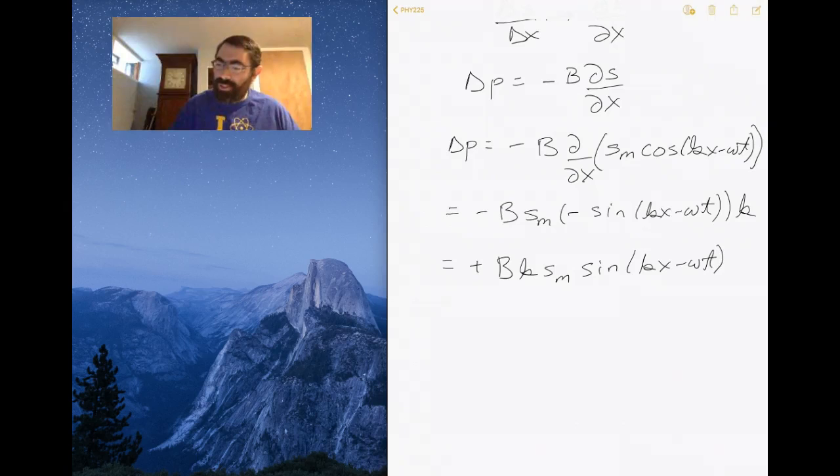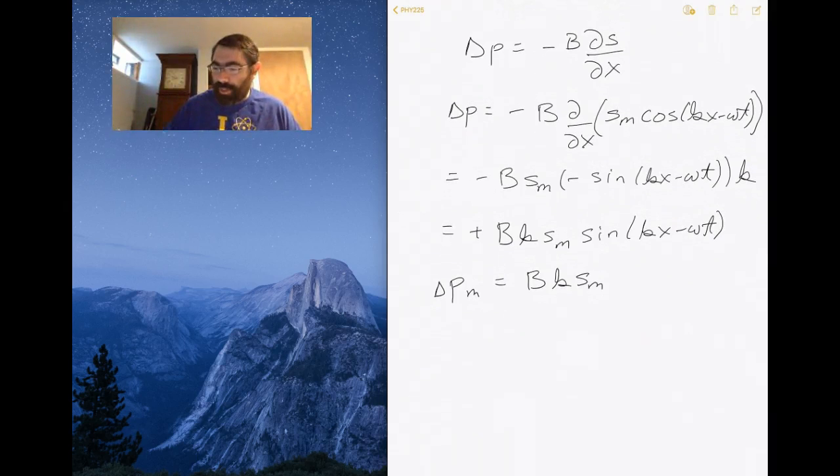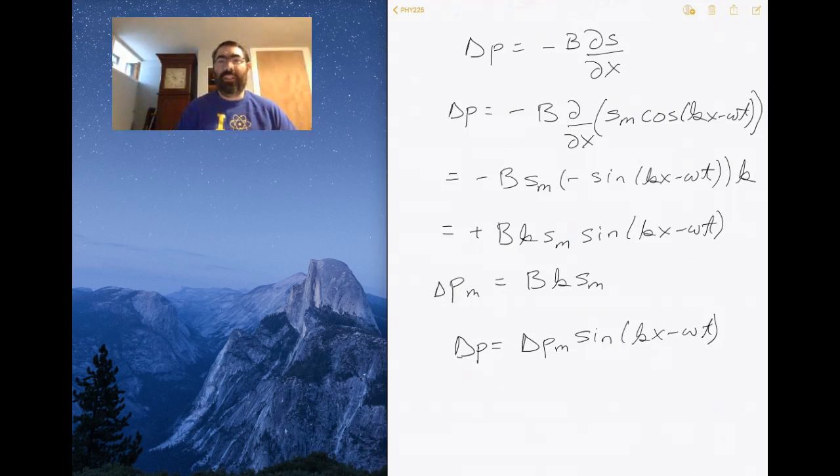So what we could do is define a maximum pressure, P_m, which is the bulk modulus, the wave number k, and the total amplitude S sub m, and then rewrite this as the total change in the pressure. We're talking about changes in pressure here, not just the absolute pressure. So the maximum change in pressure I can get from these three quantities, and I can plug that into my equation, and I have the change in the pressure is the maximum change in pressure times the sine of kx minus omega t.